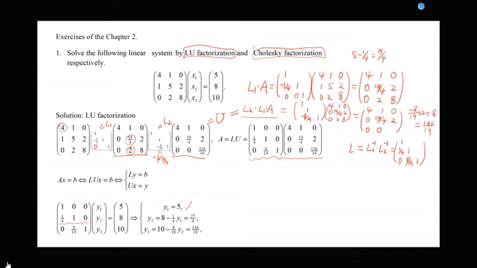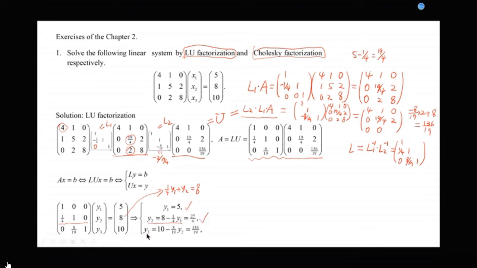So here, I write here to show you the detail. That is 1 over 4 multiply Y1 plus 1 multiply Y2 plus 0 multiply Y3 equal to 8, right? Then we can know Y2 should be 8 minus 1 over 4 multiplied by Y1. Because Y1 is 5, you will obtain the answer 27 over 4. Clear?